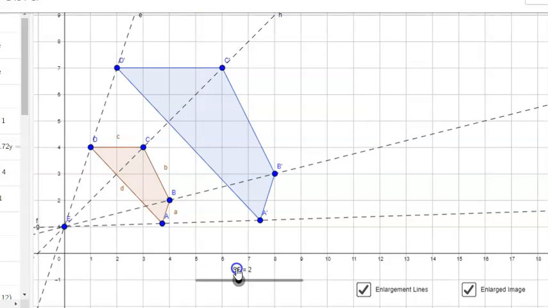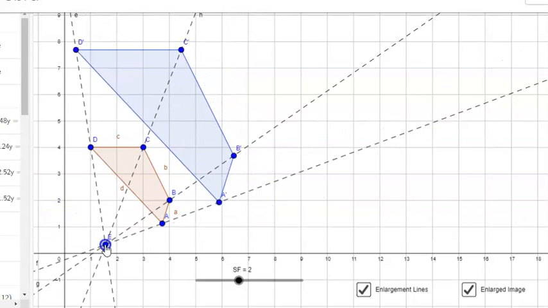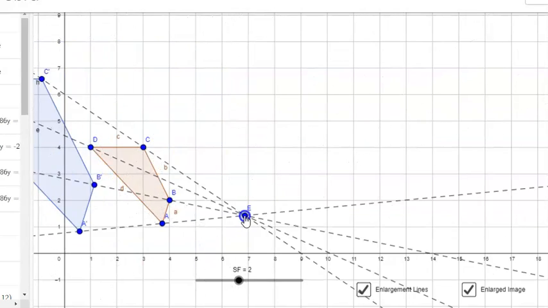Okay, so that's it. Every single time, your enlargement lines will go through the image and the original and always meet at the center of enlargement.